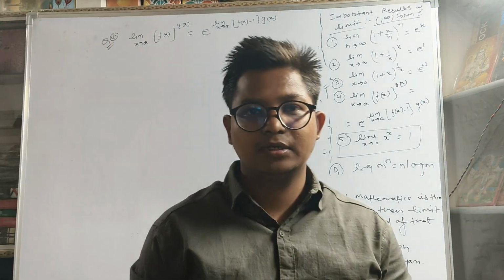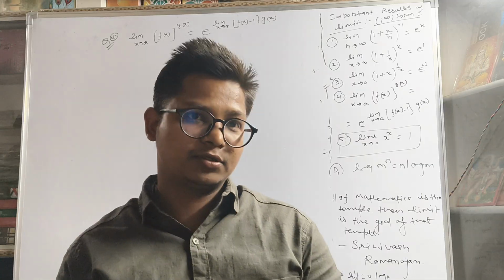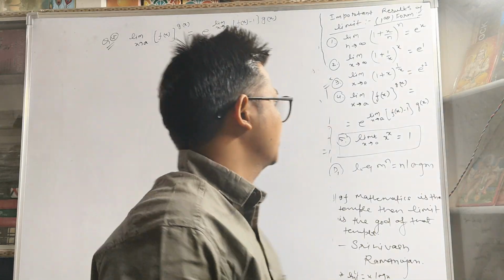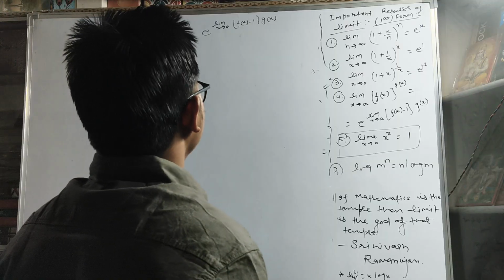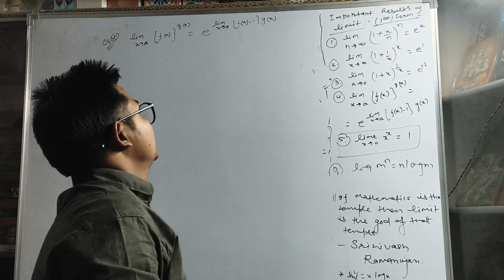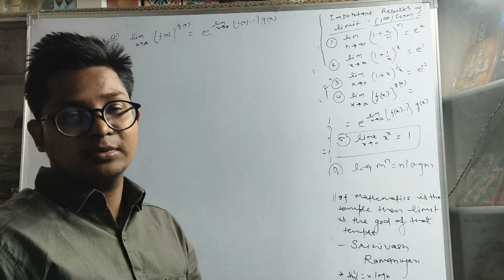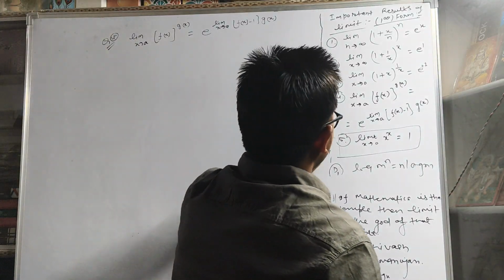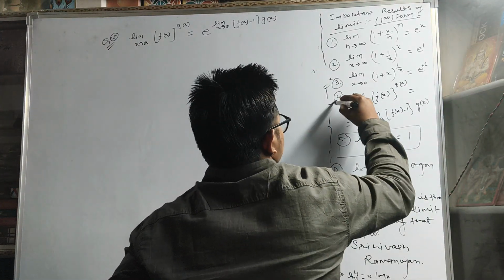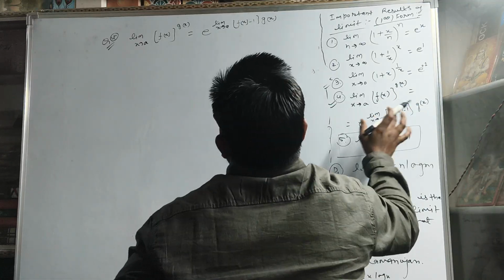Hello friend, in this video I will discuss a most important result of limit and continuity. The question is: limit x tending to a of f(x) to the power g(x) equals exponential of limit x tending to a of (f(x) minus 1) into g(x). So we have to prove basically result number 4.